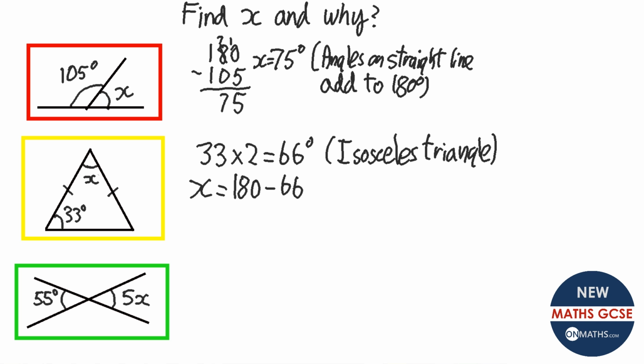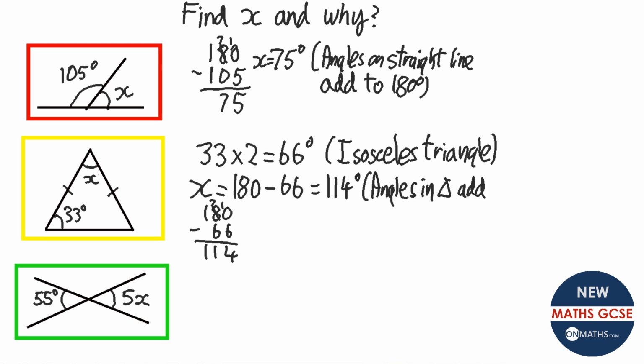So let's just do a quick subtraction. Let's nick 1 from that 7. So 10 take away 6 is 4, 7 take away 6 is 1, and 1 take away nothing is 1. So that equals 114 degrees. And the reason for that is angles in a triangle add to 180 degrees.